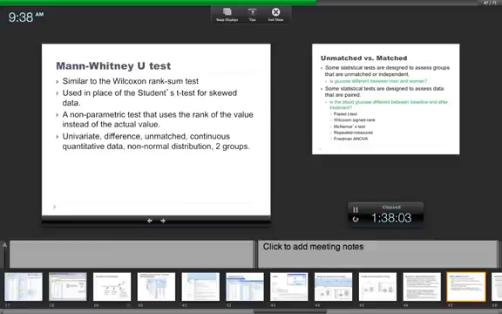So one of the non-parametric tests that you use when the population fails on normality is the Mann-Whitney U test, similar to the Wilcoxon rank sum test. It's used in place of Student's t-test for skewed data. It's a non-parametric test and used to rank the values instead of the actual values. It's univariate. It tests the difference. It's unmatched, continuous quantitative data, non-normal distribution, and compares two groups.